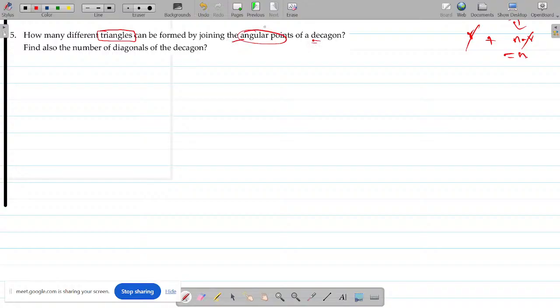What do you mean by angular points? It's nothing but vertex. Where will you find the angle? Only if you join two lines, right? So this is a right angle or like this. When we talk about angular points, we are talking about vertex points. Okay. It's about a decagon. Decagon is a 10-sided figure. So this is one question. You also have to find the number of diagonals in the decagon.